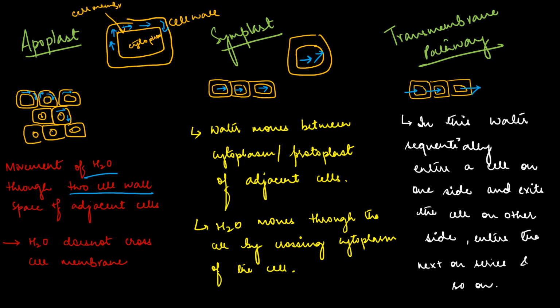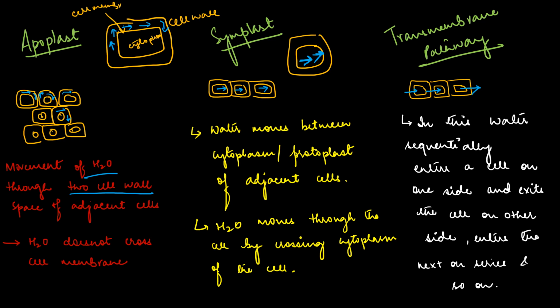Clear? Now in this slide, what you need to know is what is apoplastic pathway. That means how water moves in apoplastic pathway. It moves through the cell wall. But in case of symplastic pathway, water will move inside the cell. It will cross the cytoplasm or protoplast, right? So here if you see, it is entering the cell. Yes, it is crossing the cell. This is what we call symplastic pathway.